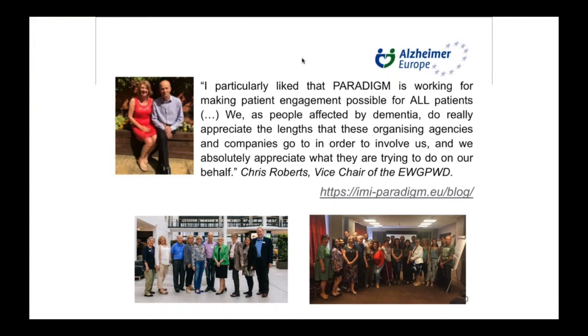So just to show you, there's a real interest also in the area of dementia to get further involvement and to learn and to continue working from the experience of other patient groups which have more experience in that area.